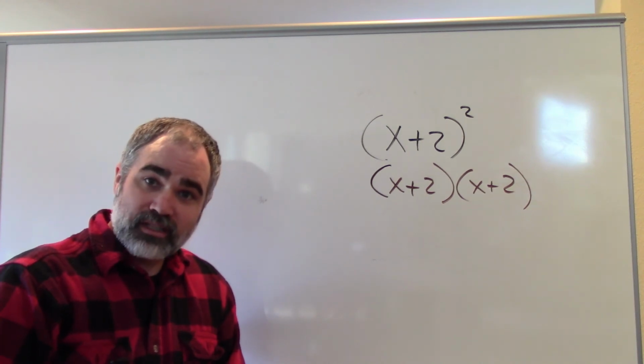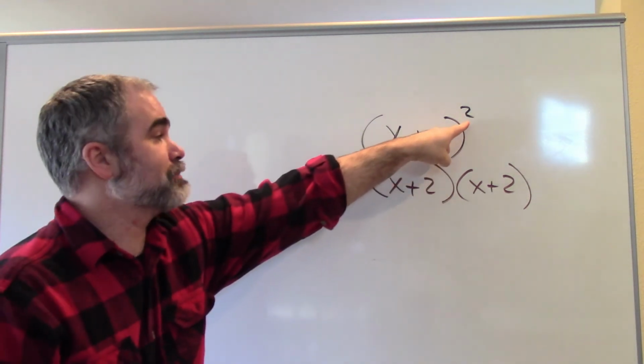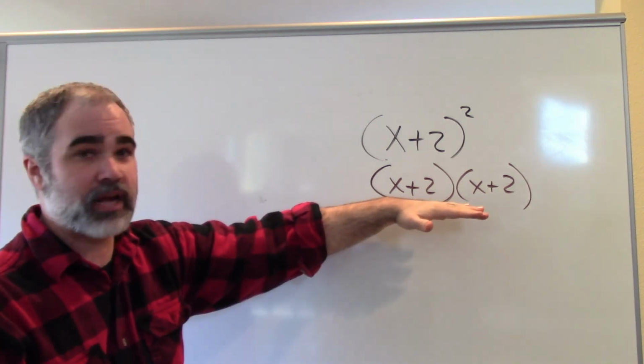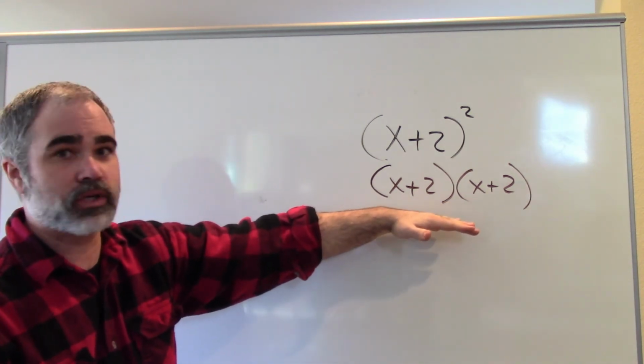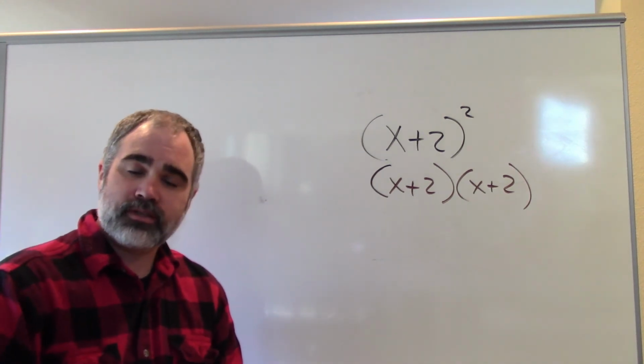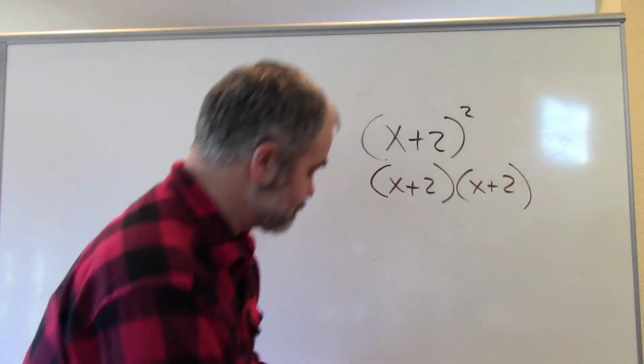But I promise, if you think about an exponent as multiplying something by itself and you write out each parentheses, you're going to get the answer right every time. If you try to do the shortcut, you're going to get it wrong a lot. So there's that. That's my video.